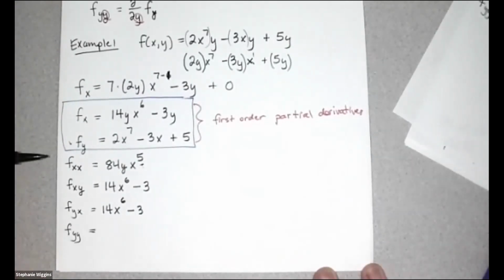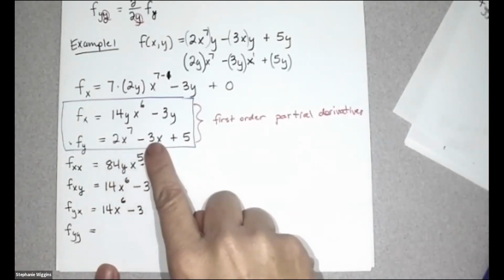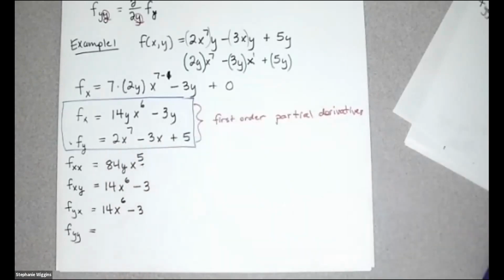Now I take this second function, which is my partial derivative with respect to y, and then I differentiate it with respect to y again. But notice there are no y's in here. So we treat this whole thing as a constant, as if it were like, say, 27. You just treat the whole thing as a constant. The derivative of a constant is 0.